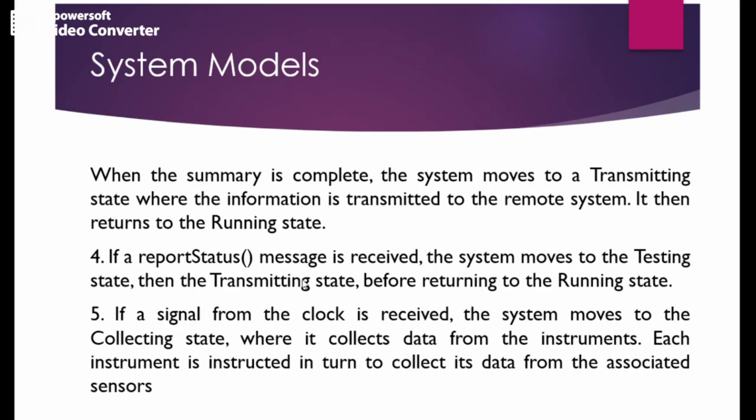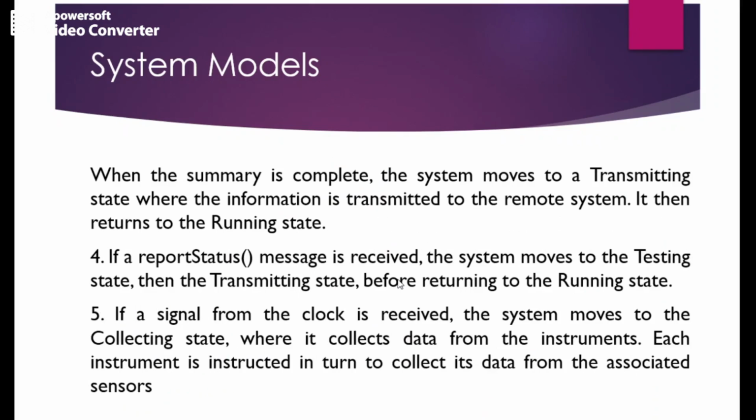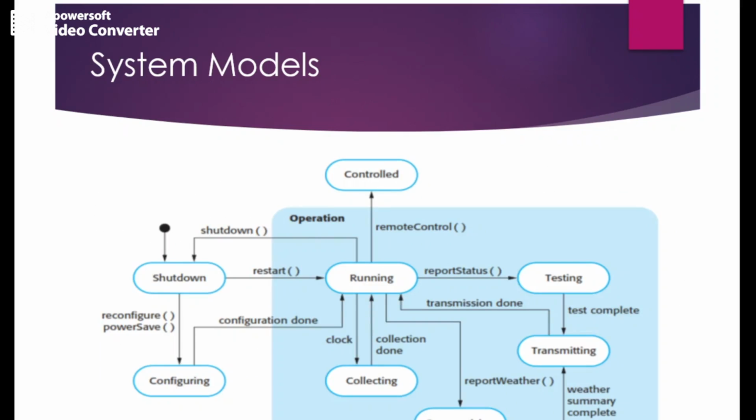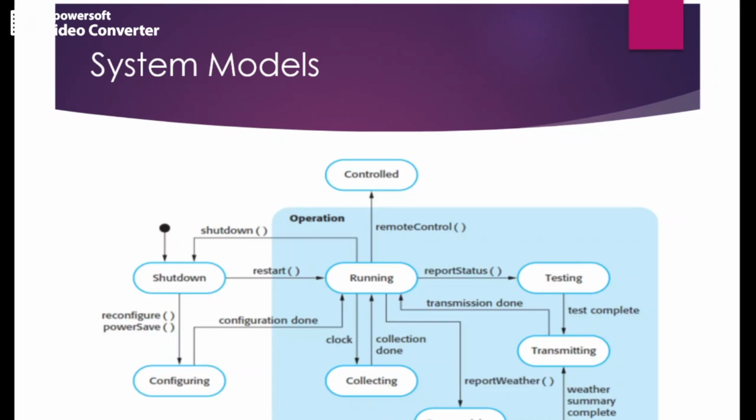Okay. Now fifth point. If a signal from the clock is received, the system moves to the collecting state. Transmission done, so it will move to the running state. Now what message are they telling? If a signal from the clock is received. So here you have the clock, isn't it? So if the signal from the clock is received now, the system moves to the collecting state. From running state to collecting state. Once it receives the clock signal, it moves from the running state to the collecting state.